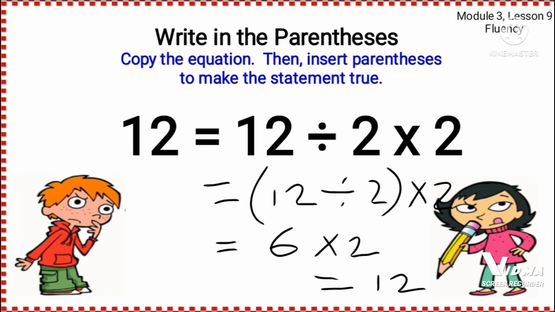But see where I put the brackets now. 12 divided by 2 in brackets, times 2. 12 divided by 2 is 6. 6 times 2 is 12. That's what we've been looking for.